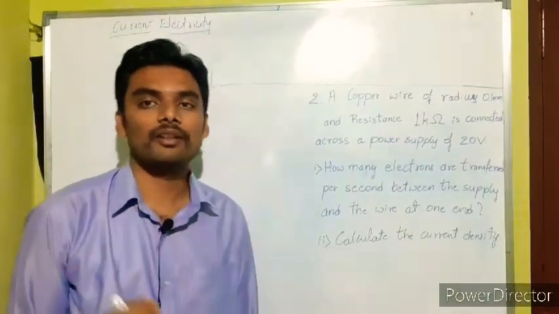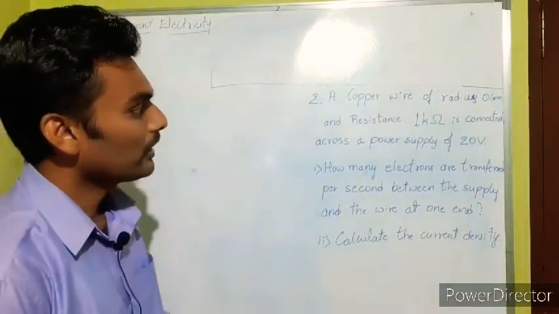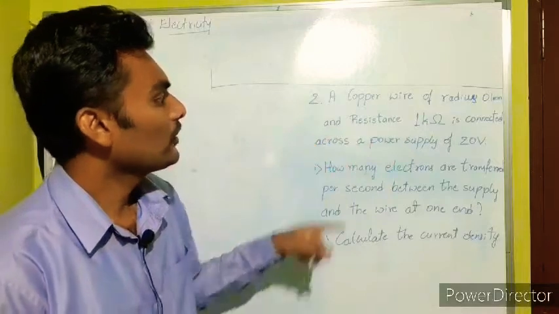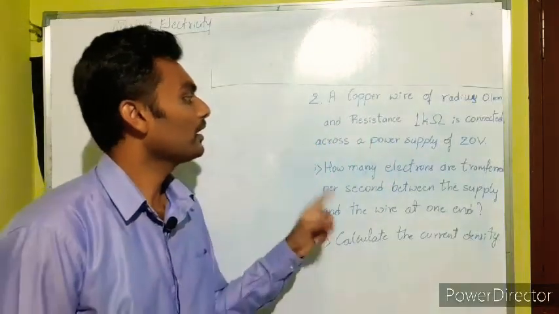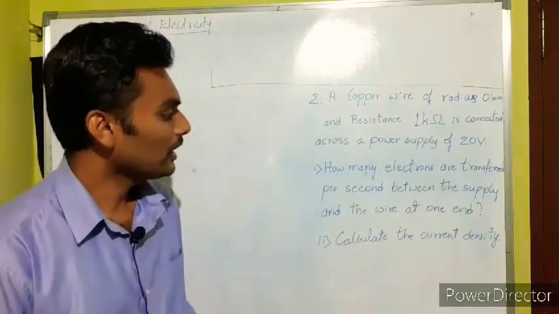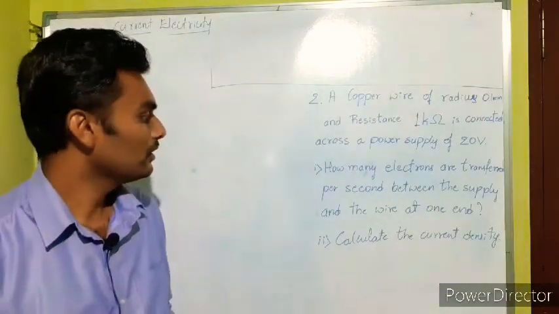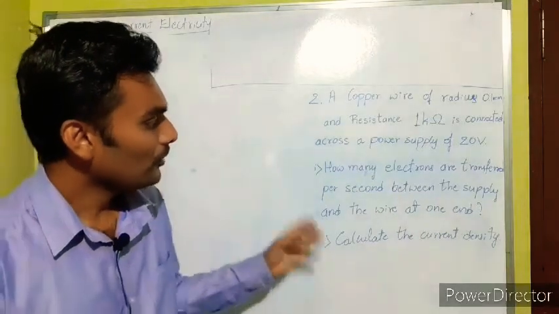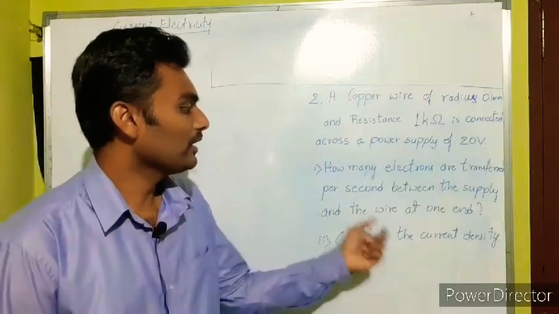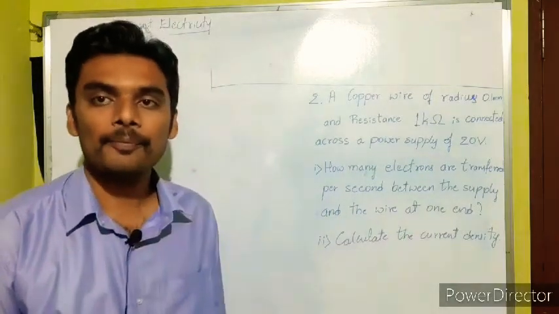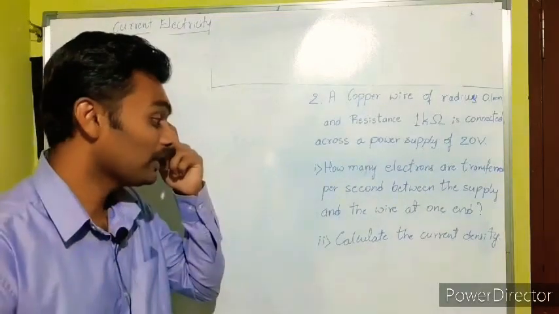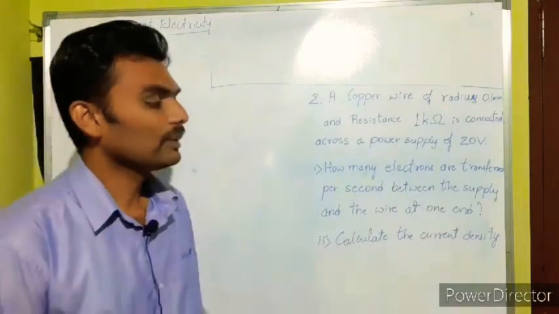Okay, the second question is as follows. A copper wire of radius 0.1 millimeter and resistance 1 kilo ohm is connected across a power supply of 20 volt. Okay, this is the given data. And we have two sub questions asked here. The first sub question is, how many electrons are transferred per second between the supply and the wire at one end? Okay, it's quite simple. How many electrons? N has to be found. That's it. Okay, the second sub question is, calculate the current density.